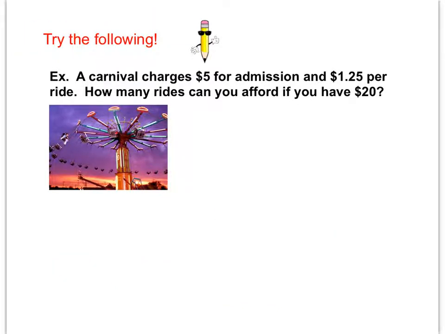Here's our last example. A carnival charges $5 for admission and $1.25 per ride. How many rides can you afford if you have $20? First, see if you could write a two-step equation for this problem. So if you did write it, you would have $1.25 per ride plus the $5 admission would equal the $20 that you have to spend.